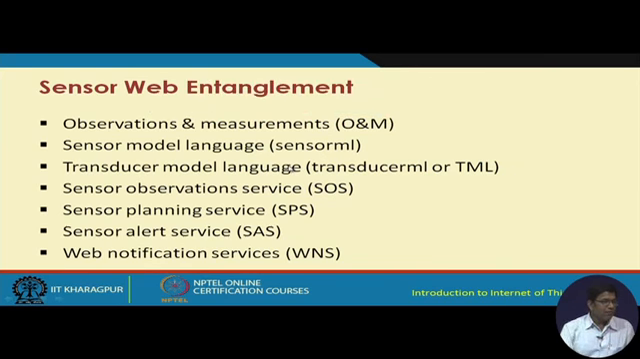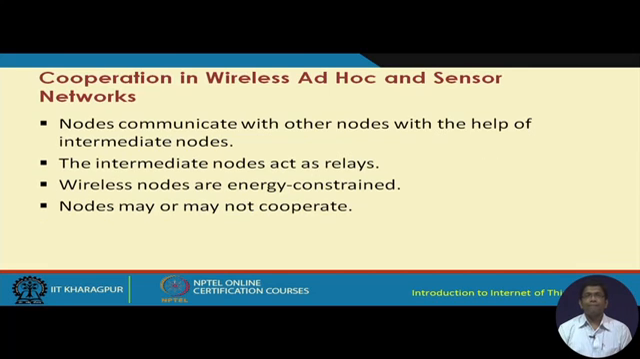So, in sensor web we have concepts of observations and measurements, sensor ML which is sort of like an XML, extended XML, very similar in lines with let us say UML, some kind of a modeling language that supports sensor modeling. Then we have the transducer modeling language, transducer ML, sensor observation service, sensor planning service, sensor alert service, web notification service. So, all these put together basically constitutes the sensor web.